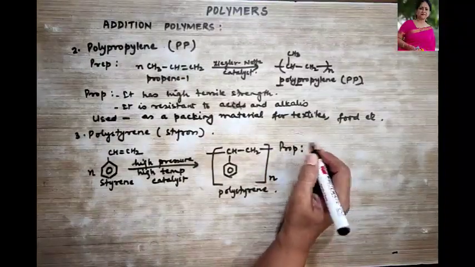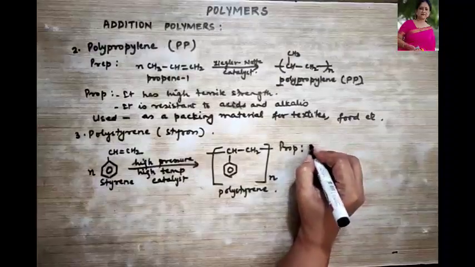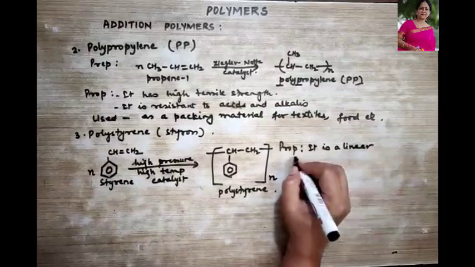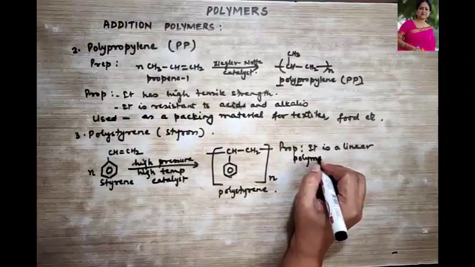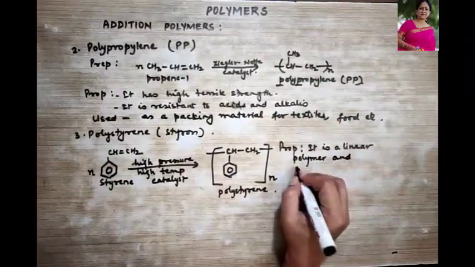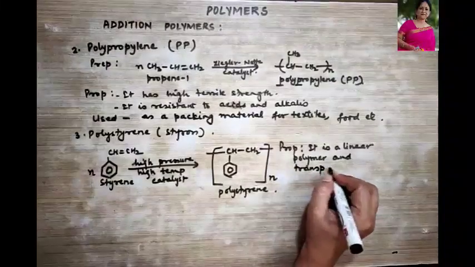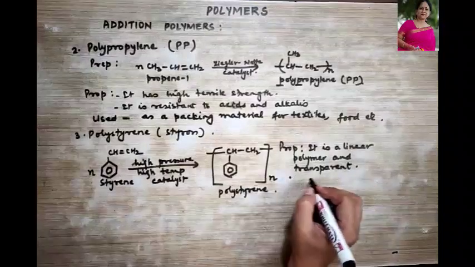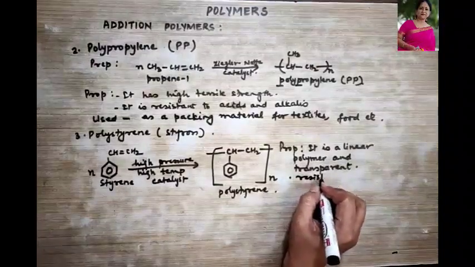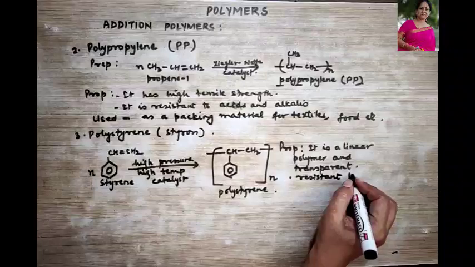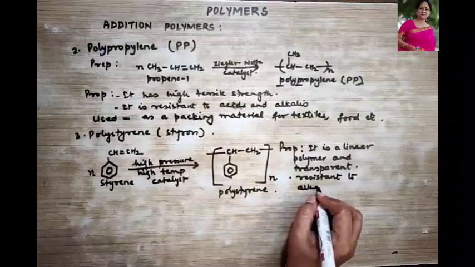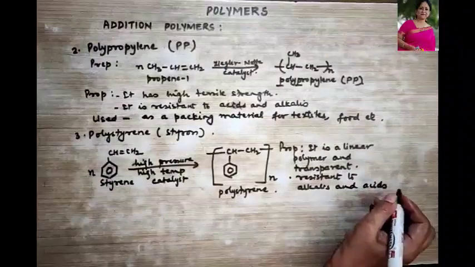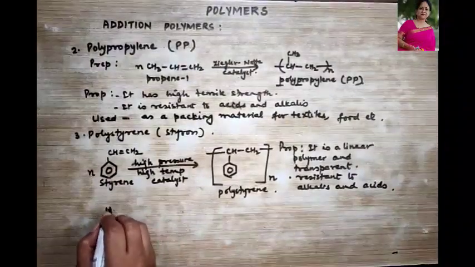It is a linear polymer and transparent. It is a linear polymer and transparent, right? It is also resistant to alkalis and acids, right? And what are the uses of it?